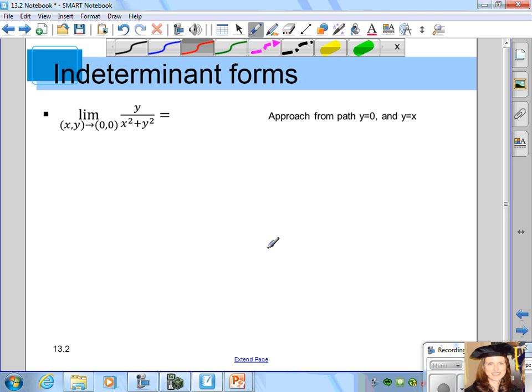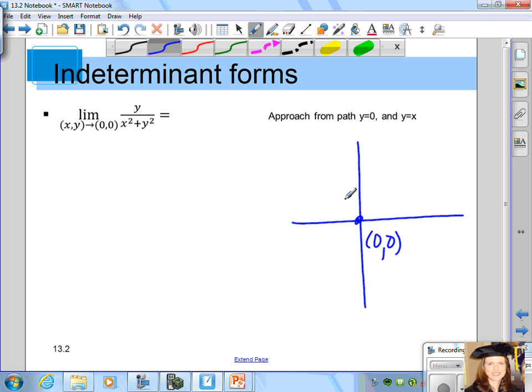Okay, let's look at another one. Let's suppose we want to find the limit as (x, y) approaches (0, 0) of y over x squared plus y squared. We can approach this from different paths and determine what the limit is, or if the limit exists at all. For example, one way to get to the point (0, 0) is by using the line y equals x.